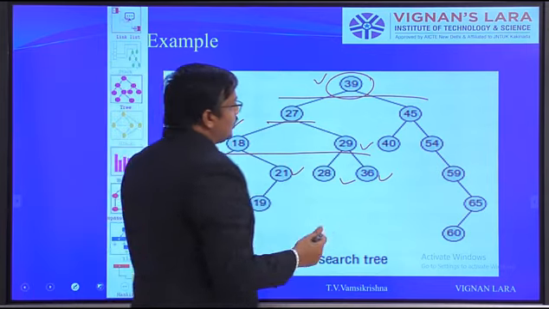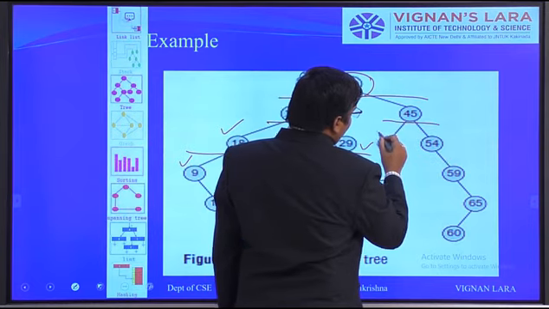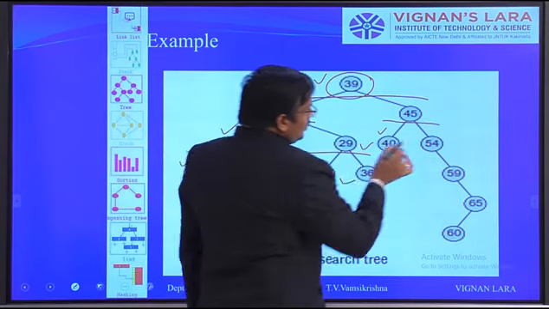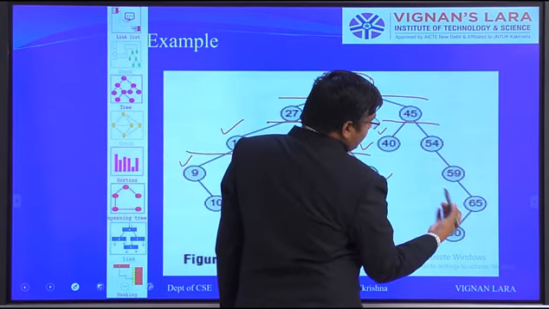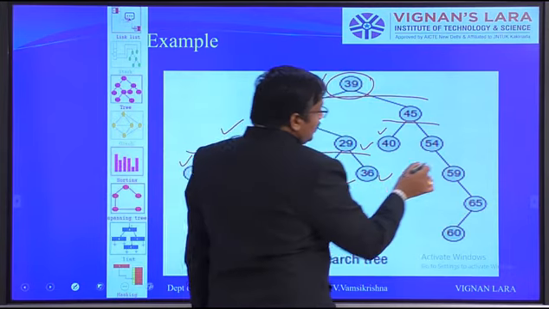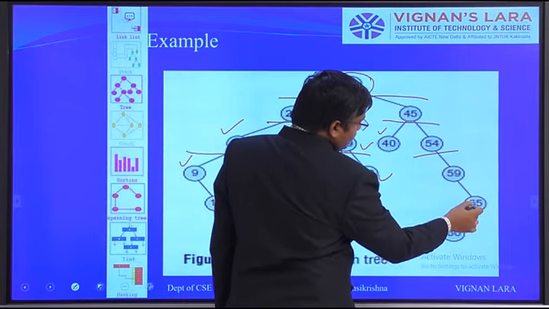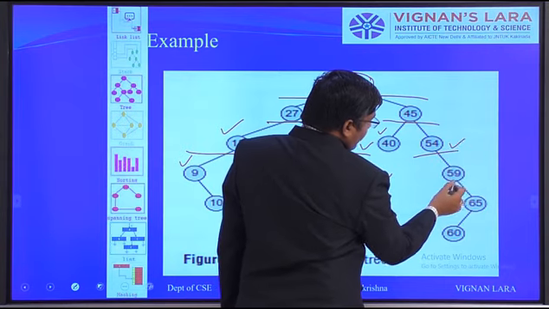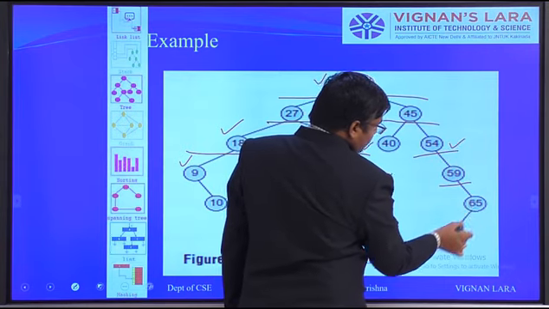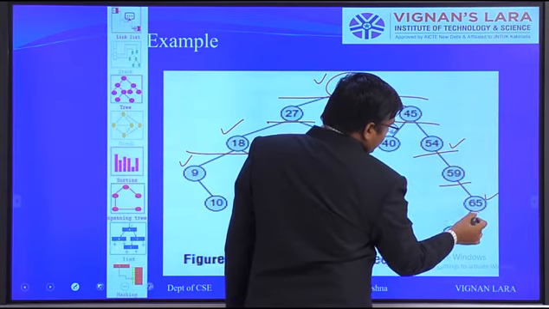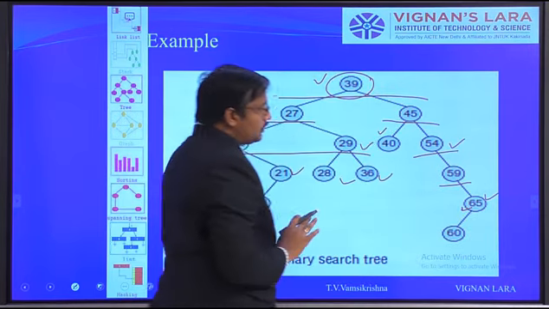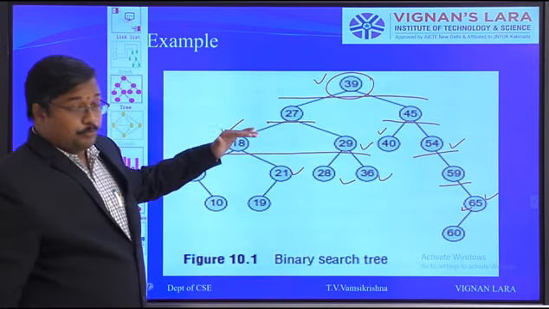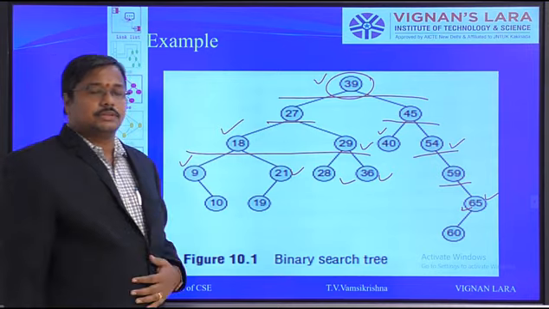Okay. Similarly do the same thing. Comparatively 45, 40 is less. 54, 59, 65, 60 are greater. Good. Comparatively 54, 59, 65, 60 are greater. Comparatively 59, 65, 60 are greater. Comparatively 65, 60 is less. So it is a perfect binary search tree.